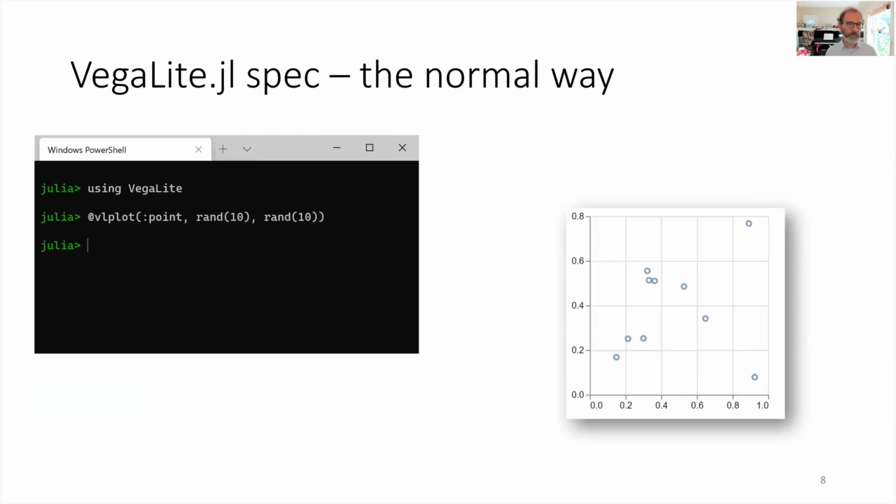So the normal way to create a Vega-Lite specification, and there is a similar way to do that for Vega specifications, is the @VLPlot macro. And here's an example, and you can just quickly create a whole range of interesting plots with that command. So this is the main entry point that I think 90% of users should use 90% of the time.